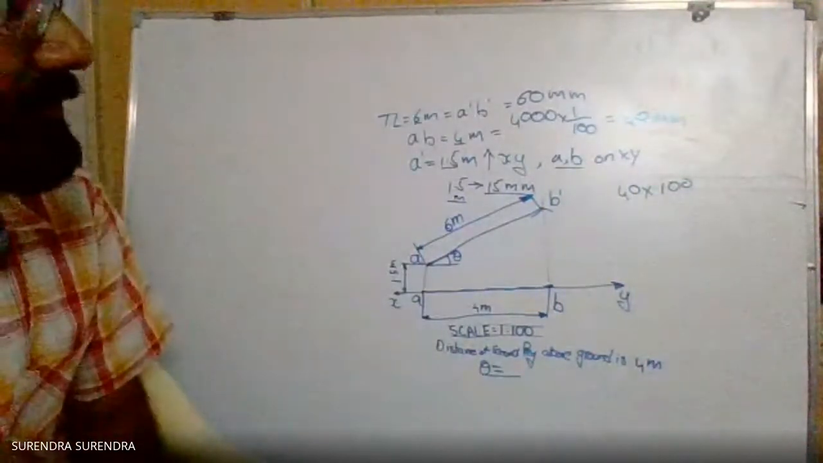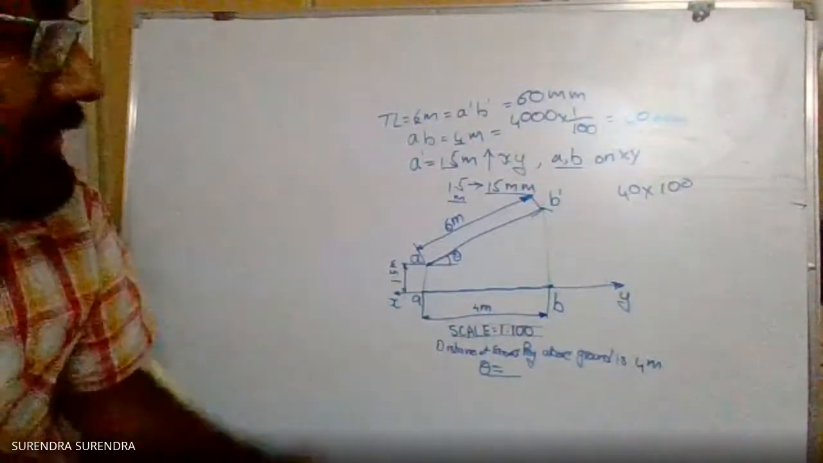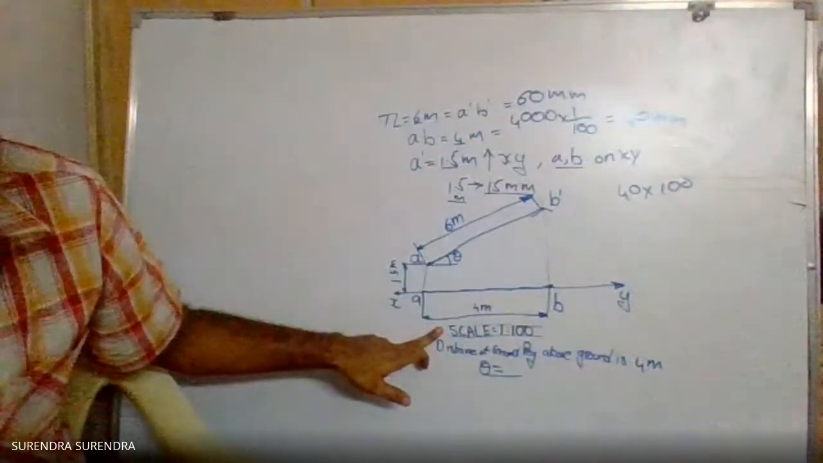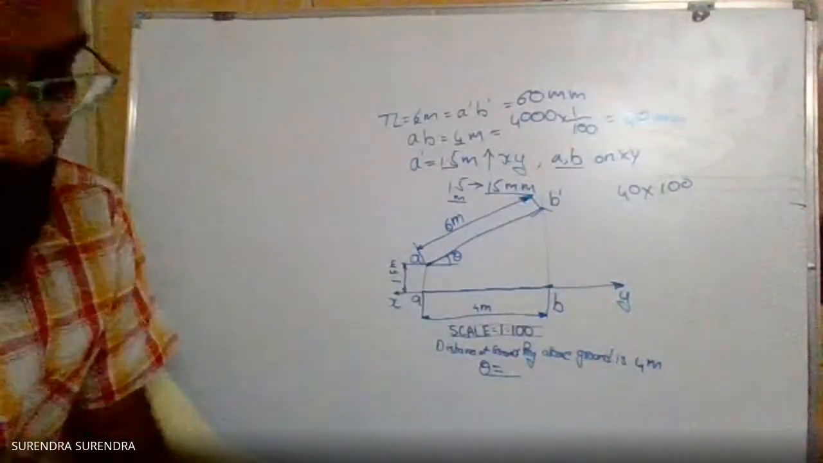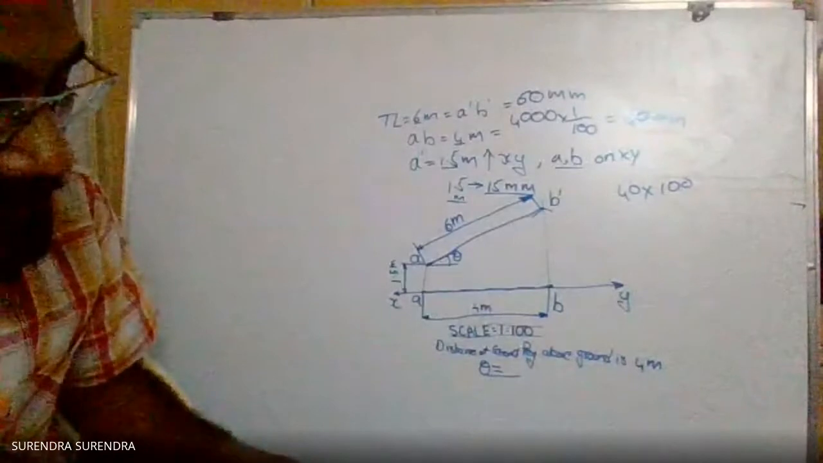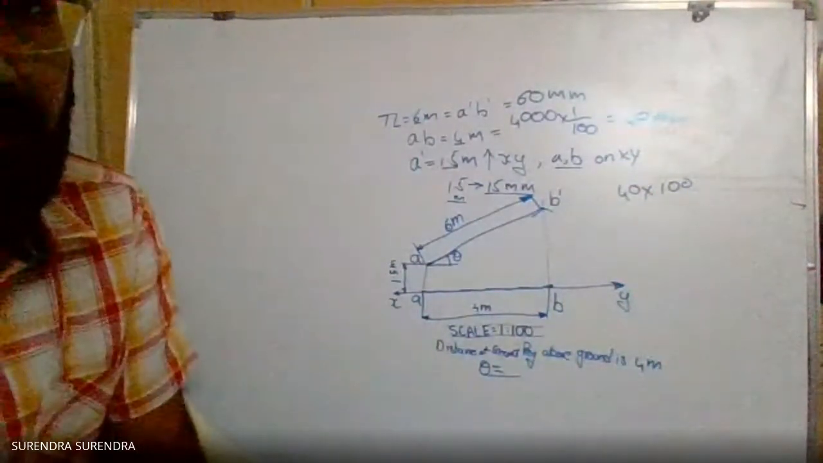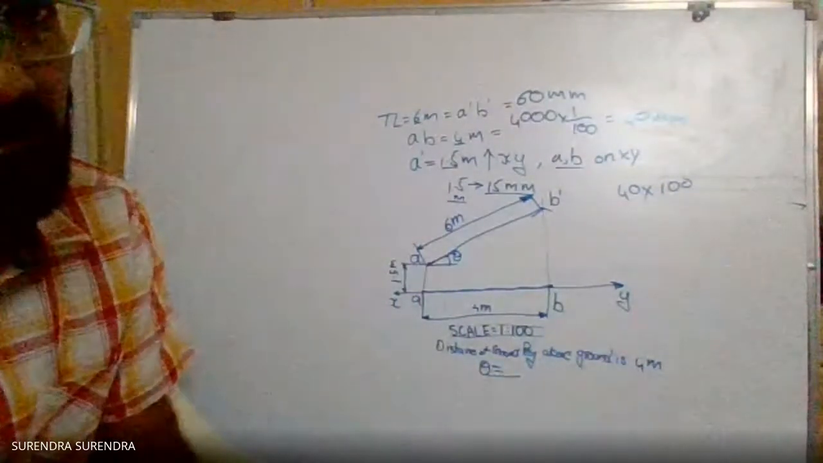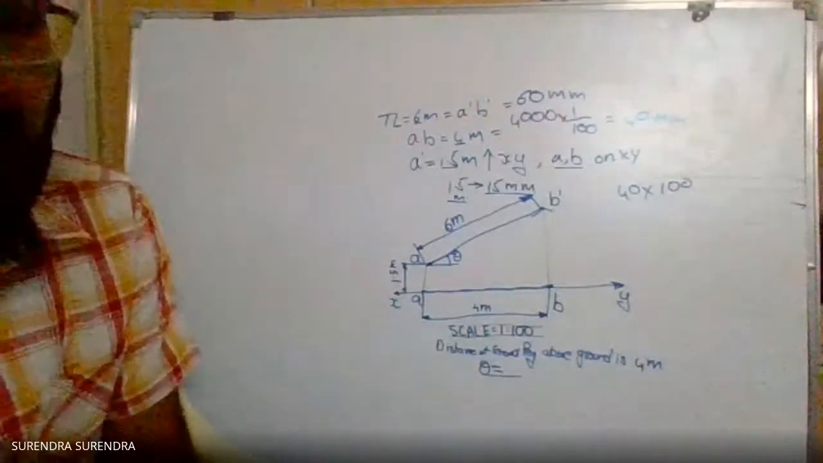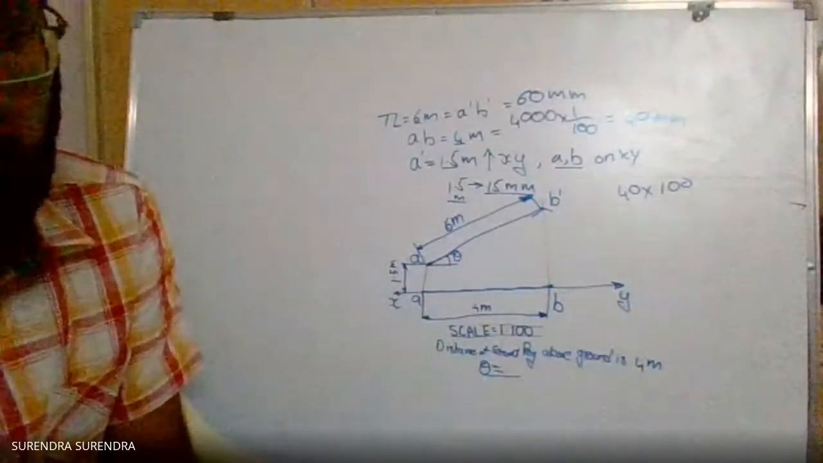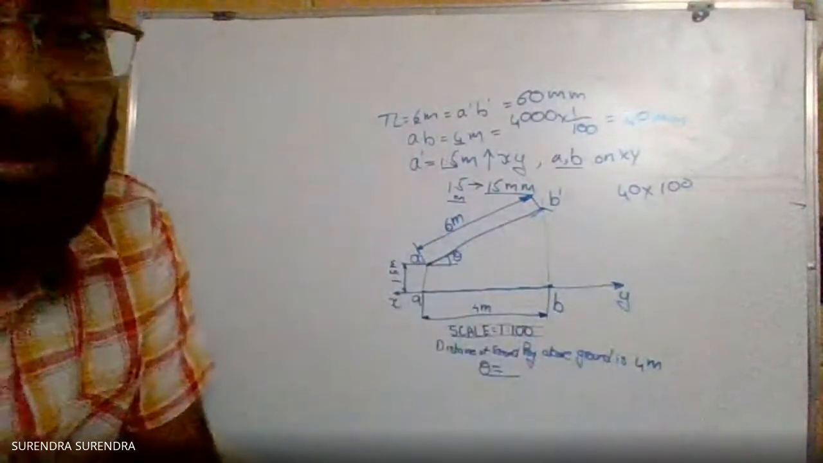So wherever you reduced or enlarged the given dimension, then you have to represent the scale value. We have to indicate the scale value below the figure. And in the title block also we are having scale, but by default we are not reducing or enlarging any dimension. This is the only problem we are using in this sheet. So for the entire sheet, in the title block represent the scale as 1:1, but only for this problem represent as 1:100.